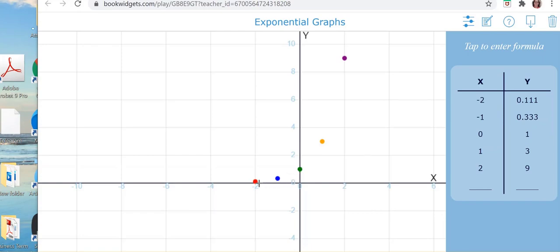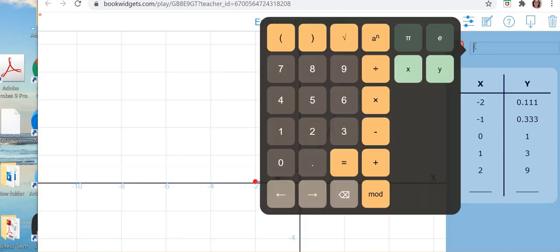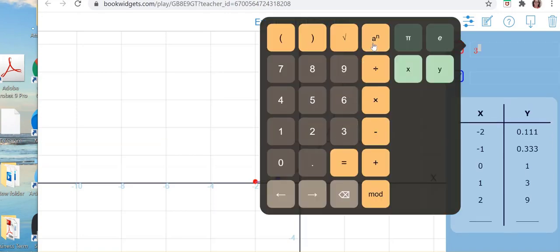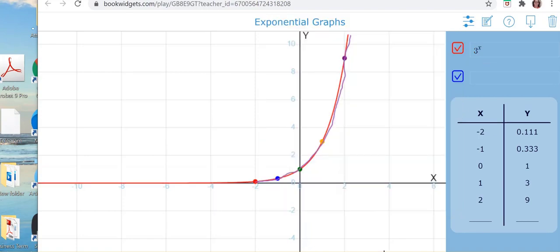So I could just go with my pen and join this up. So I'm just going to do it also to check. So 3 to the power of x, and this has plotted my line for me. So this is showing growth.